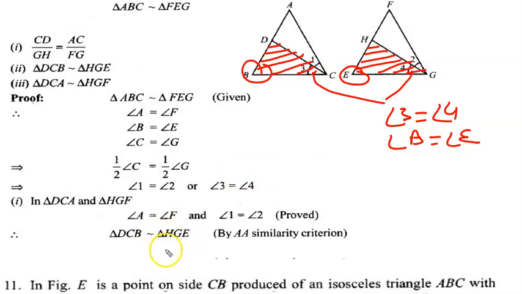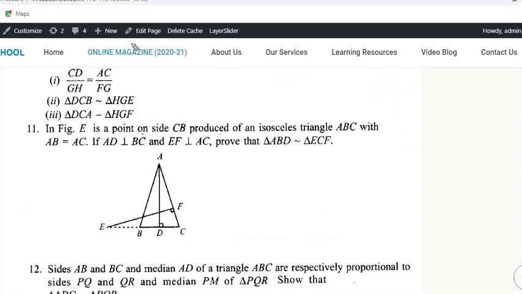So again it meets the criterion. So therefore these two triangles are also the same. Hence all the three are proved. So you can note down all this for your exam purpose. Then we move to our next question, question 11.